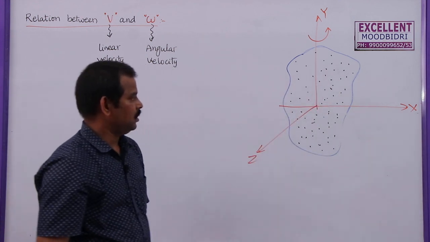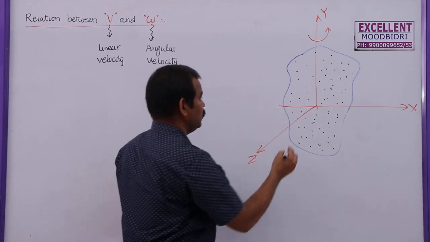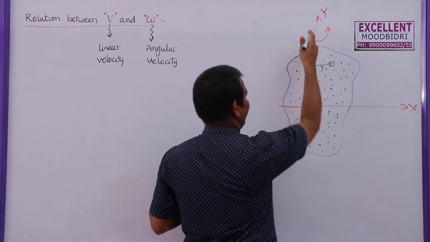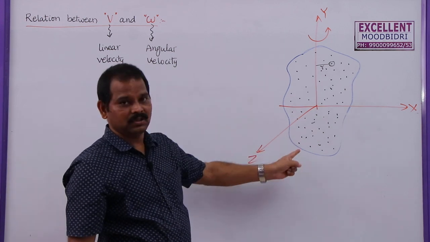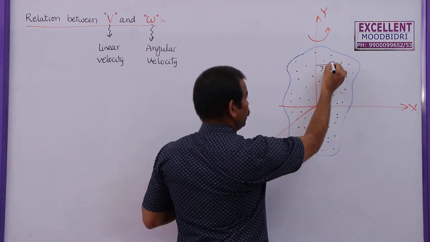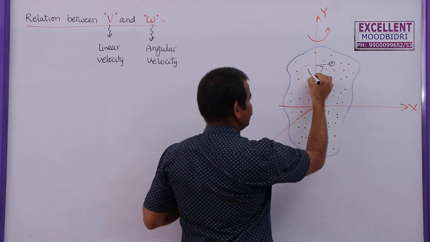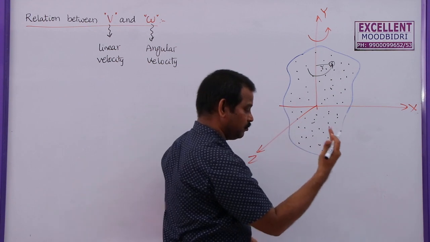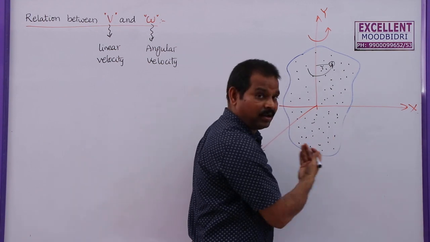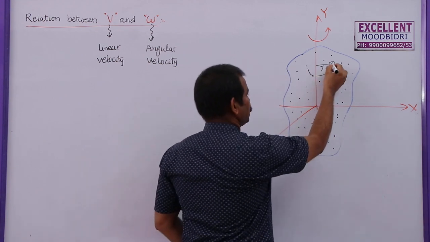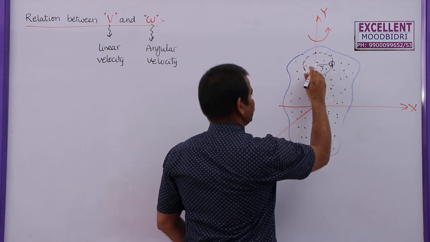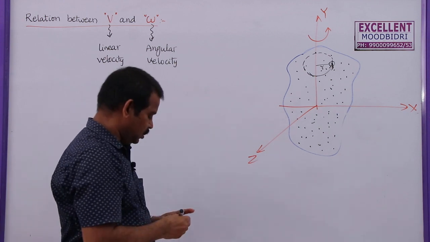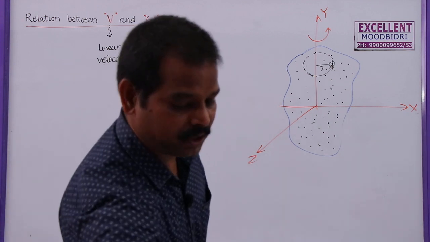Now, in this, let me consider any one particle. Let me take this particle, which is at a distance of r from the axis of rotation. Here y axis is the axis of rotation. This particle is going to move in the same sense, because the body is rotating in this direction. From top if you observe, this is anti-clockwise direction. So, this particle is also going to rotate about this axis in the anti-clockwise sense only. Each and every particle will rotate in the same sense.